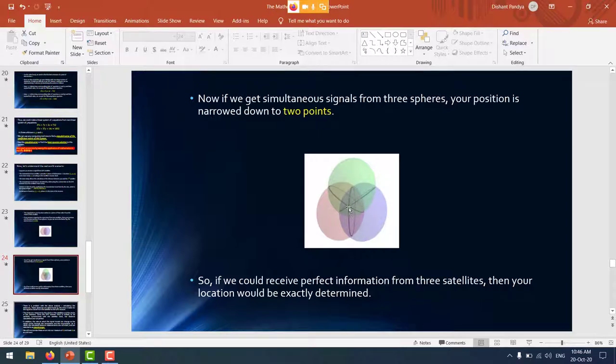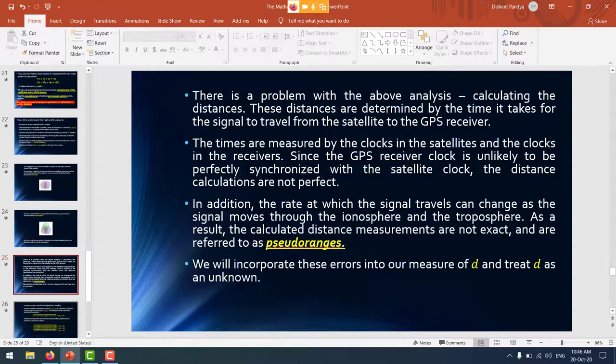So basically, if you consider the intersection of all these circles, you will get only 2 points. Now see, the idea is quite simple. When you move from 2D to 3D, and as you increase the number of satellites, like number one satellite, then two, then three, communicating to you, you have a very accurate position. Got it? So in this way, your location would be exactly determined, okay, when you are working with such kind of things.